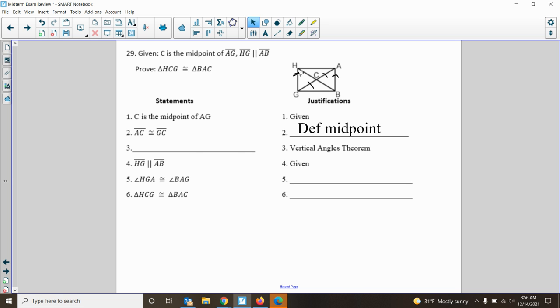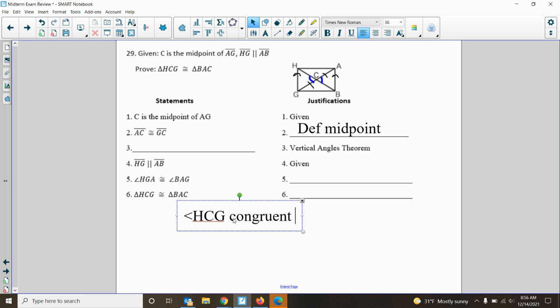Now, we're trying to prove that this triangle and this triangle are congruent. So we might have to use vertical angles that are applicable to those triangles. And I'm thinking it's these guys right here. Okay. Now, HCA and BCG are also vertical angles, but those aren't angles of our triangles. Okay. So pick the ones that are applicable. So I'm going to say here that angle HCG is congruent to, we'll write out the word instead of the symbol, angle ACB.